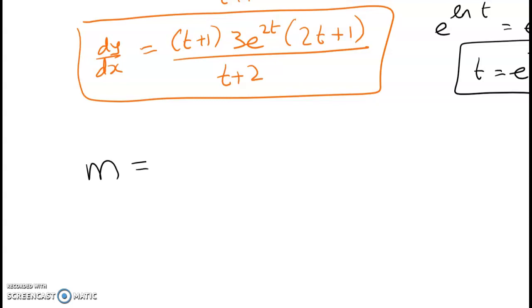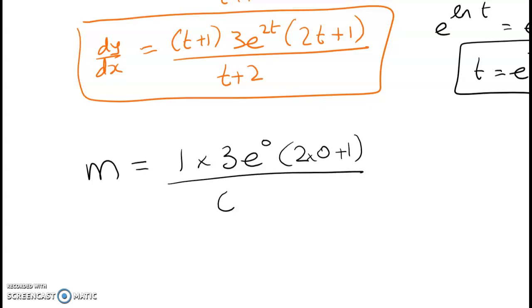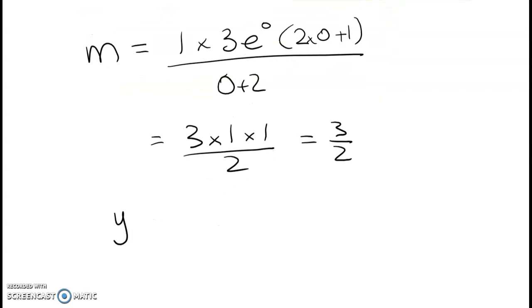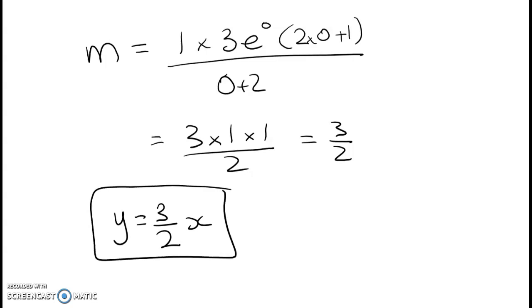So t plus 1, so 1, times 3e to the 0, times 2 times 0 plus 1, over 0 plus 2. Now it's worth doing that quite slowly. It's very easy to muck up questions like this. So we've got 3 times 1 times 1 divided by 2, which is 3 over 2. And we know that it goes through the origin, so that means that there's no y-intercept. So the equation of the tangent is simply y is equal to 3 over 2 x.